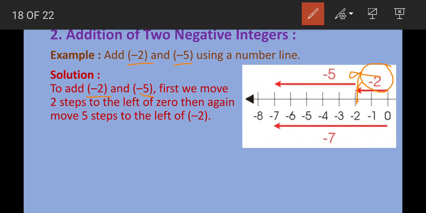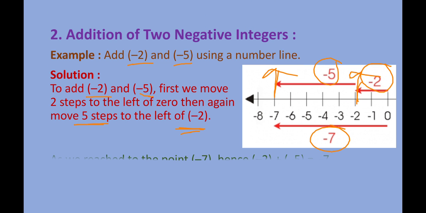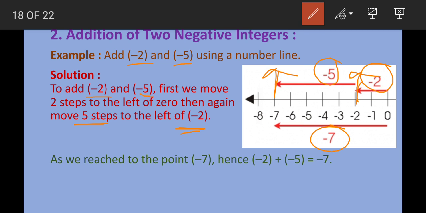2, clear. Next step, again we have to move 5 steps towards the left from minus 2. So here it is minus 5, so we reached minus 7. So we reached minus 7, here is the number. So you can say that as you reached point minus 7, the result, that is the addition of these two numbers, is also minus 7.